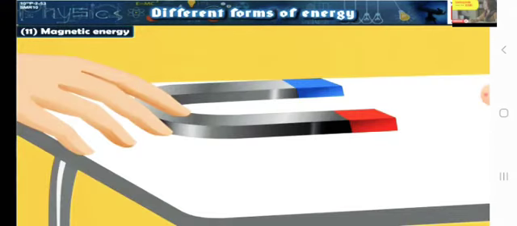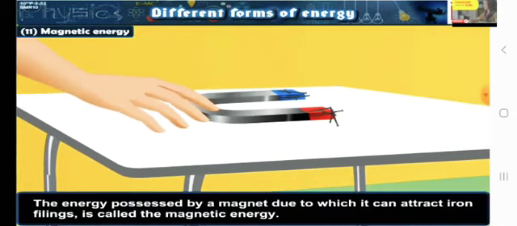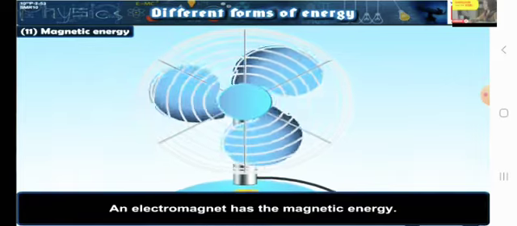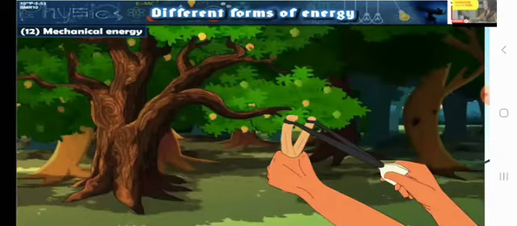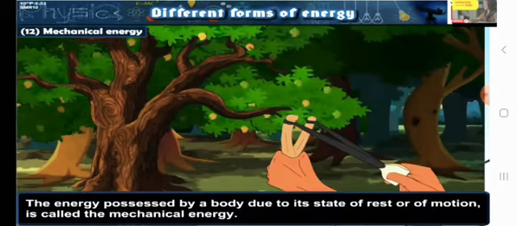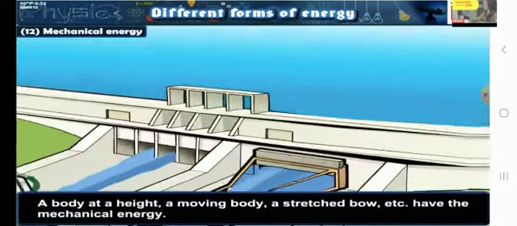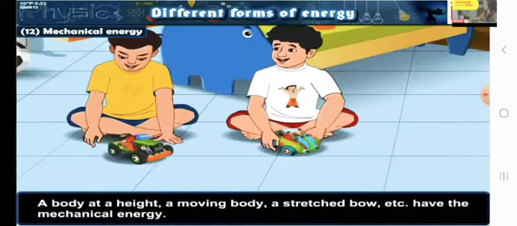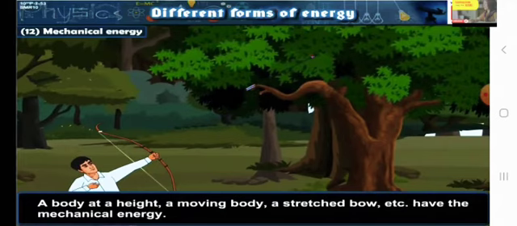Eleven, magnetic energy. The energy possessed by a magnet, due to which it can attract iron filings, is called the magnetic energy. An electromagnet has the magnetic energy. Twelve, mechanical energy. The energy possessed by a body due to its state of rest or of motion is called the mechanical energy. A body at a height, a moving body, a stretched bow, etc. have the mechanical energy.